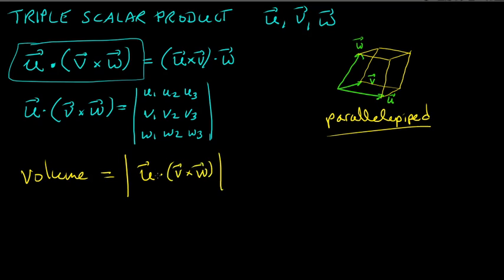Okay, so don't forget to take the absolute value, right? The volume can't be negative, right? This dot product here could be positive or negative. So the triple scalar product could be any number, positive, negative, or even zero. Well, then that would give you zero volume, right? So when would that happen?